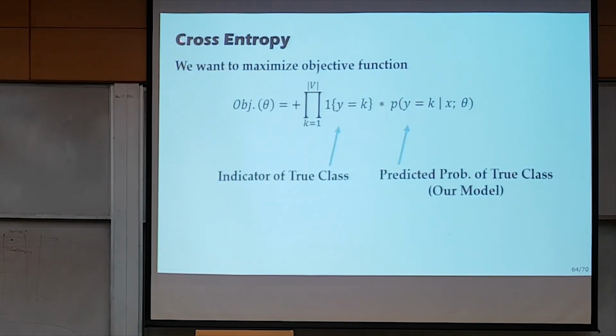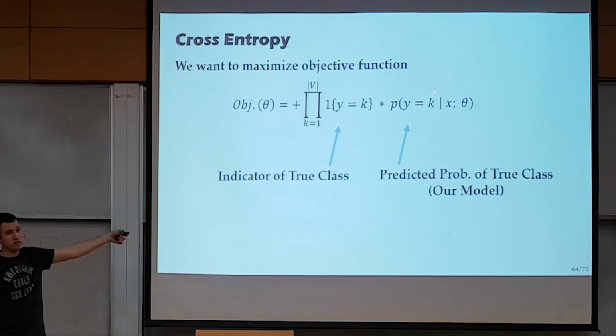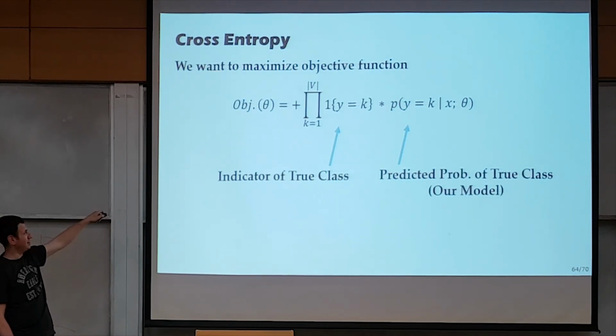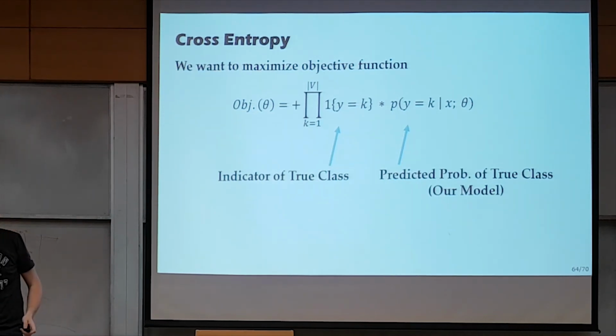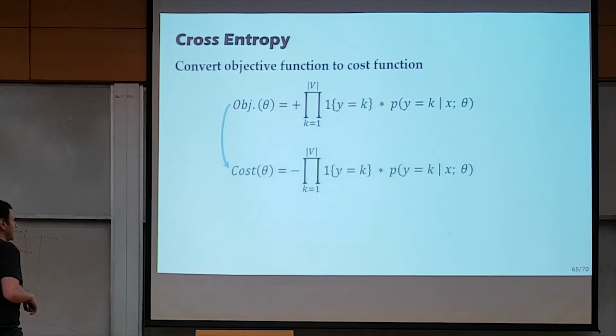So we want to maximize the objective of this function. It's our indicator of the true class, the predicted probability of the true class by our model. Okay? It's very simple. It's our objective that we want to maximize. Maximizing the objective is minimizing the loss. Very good. So from the objective function, we get the cost function, cross entropy, which everybody knows.